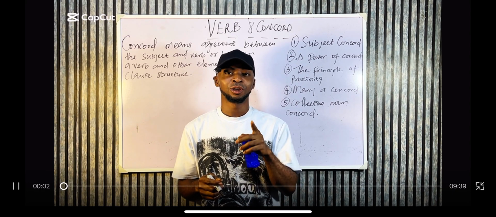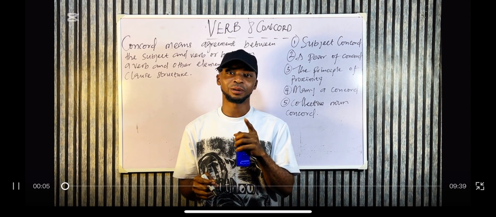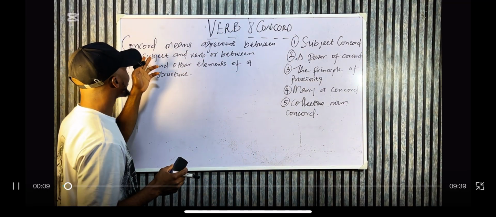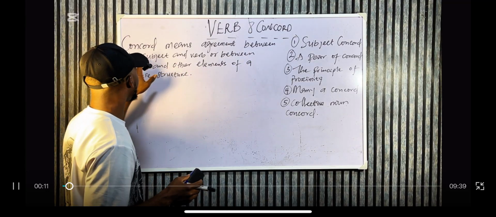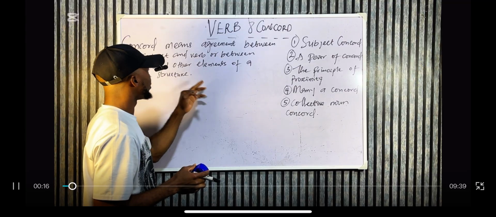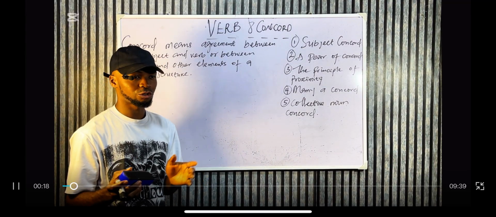Greetings, welcome to class. Today we'll be discussing verb and concord. Someone may ask, what is concord? Concord means agreement between the subject and the verb, or between a verb and other elements of a clause structure.